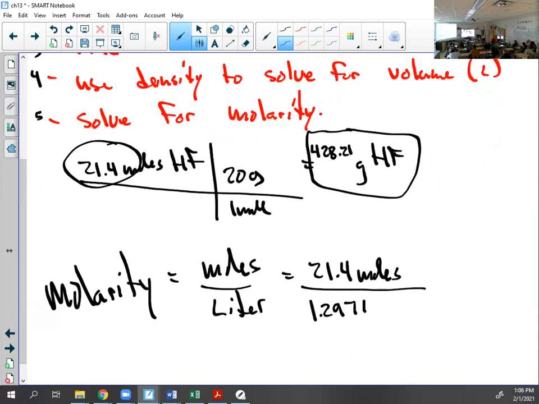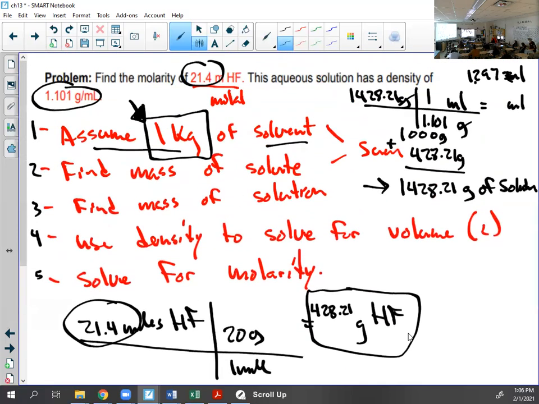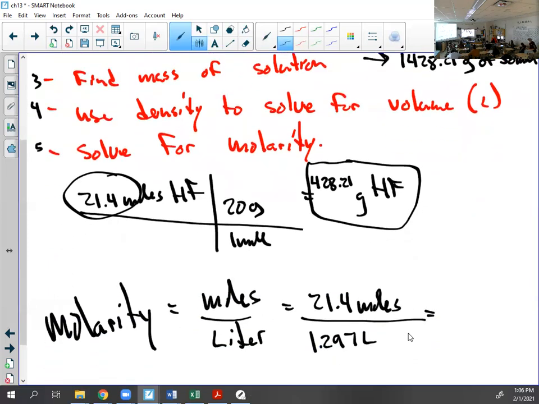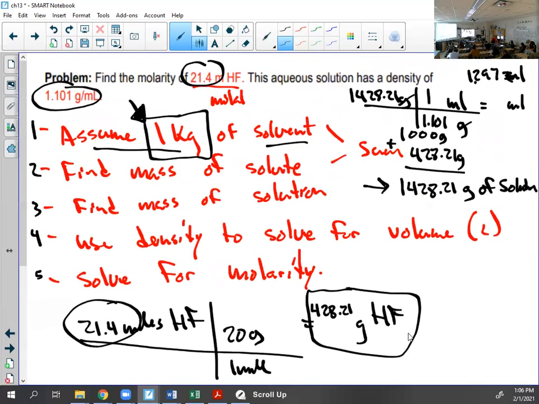Okay, so we're using the 21.4 moles, and then, wait, where's the 1.297 come from? It came from up here. In these steps, I found the total mass of my solution. I can use mass and density to solve for volume. Density was given in grams per milliliter. I knew the total grams, so I can find it's 1297 milliliters, but I converted that to liters.